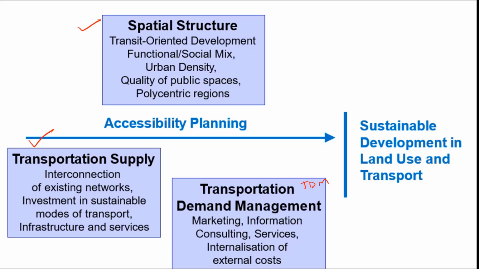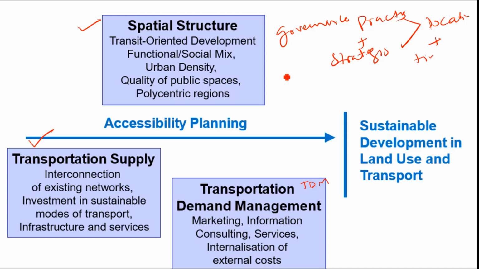First of all, we need to understand that spatial structure in land use and transportation is a combination of governance practices plus strategies to regulate the location plus timing of development. This spatial structure in land use is connected in transportation with transit oriented development, which we call TOD. What kind of functional and social services will be used, what kind of urban density we need to develop, and what kind of public spaces we need to generate for the people. This is all about the spatial structure.